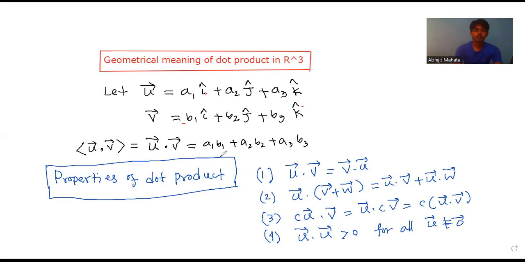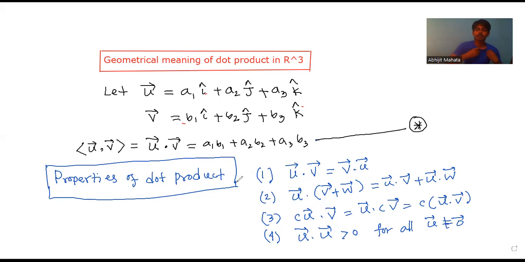So this dot product is algebraically defined this way. I call it star. This is the definition of the dot product. Now the dot product has the following four properties. Most of the time, all theorems related to the dot product can be proved using these four properties.